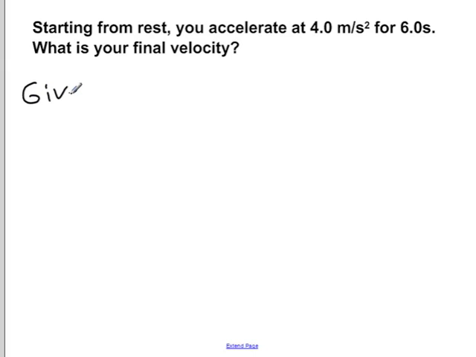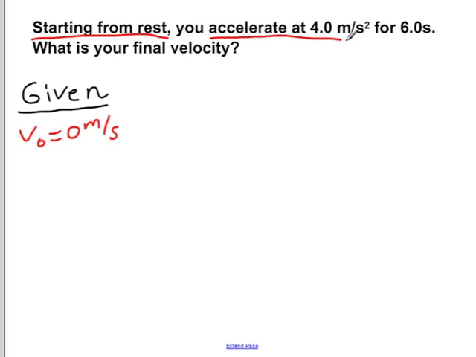So we're going to go off to the side here and write down a column for all of our given information. We're now going to go back to the original problem and read it through, picking out every piece of information that it supplies. So starting from rest, initially this tells us that our object has a velocity of 0 meters per second. The problem then goes on to tell us that the object accelerates at 4 meters per second squared.